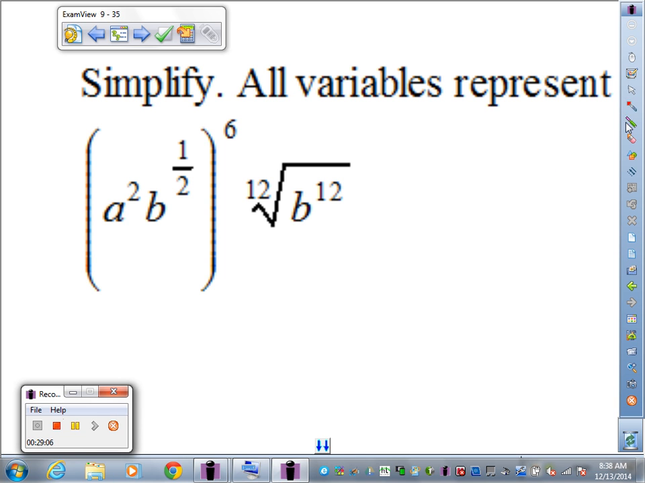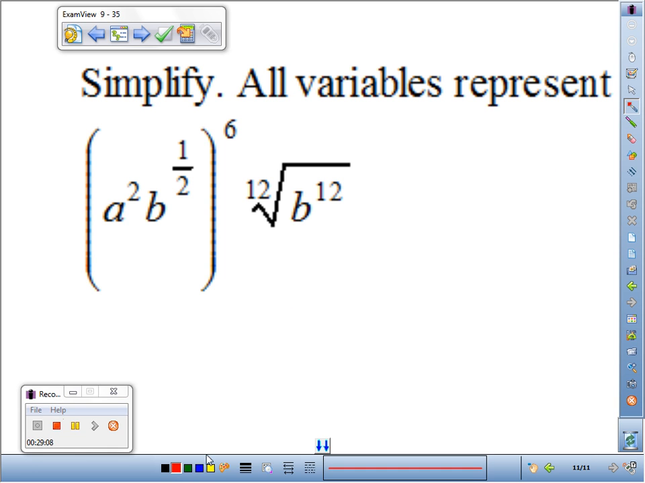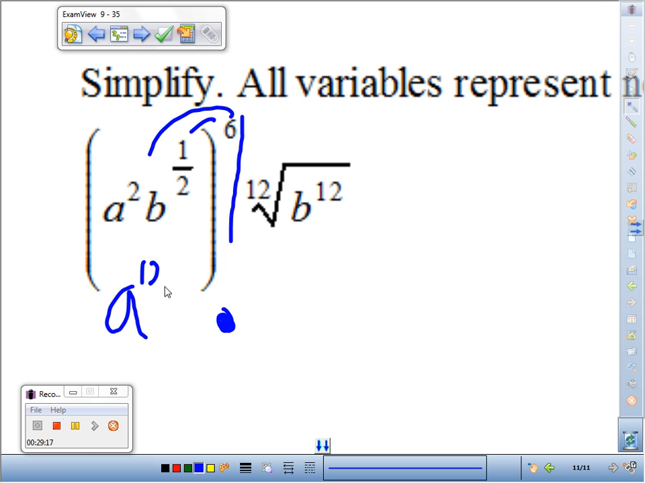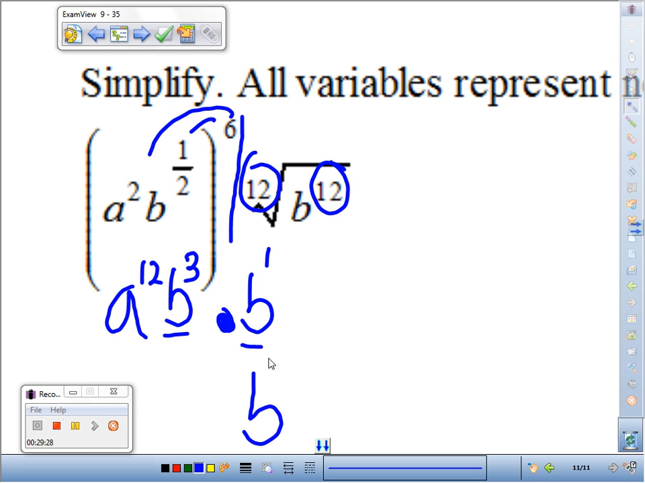Okay, let's see. For this one, you draw a line down, put a multiplication sign, yes. Distribute the 6, this becomes a to the 12th, b to the 3rd. Hands if you got that so far. Okay? From there we divide these, that becomes b to the 1st, therefore this is b to the 4th, bring down the a to the 12th, and we're done. So far we're good? Alright, let's move on to number 10.